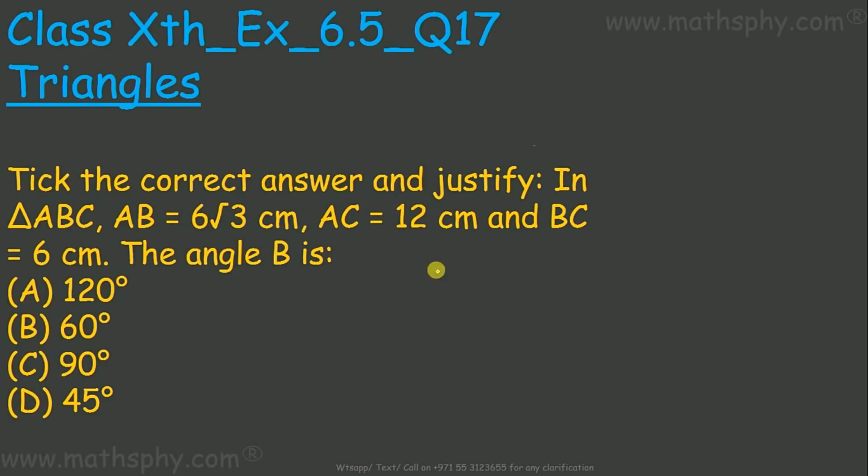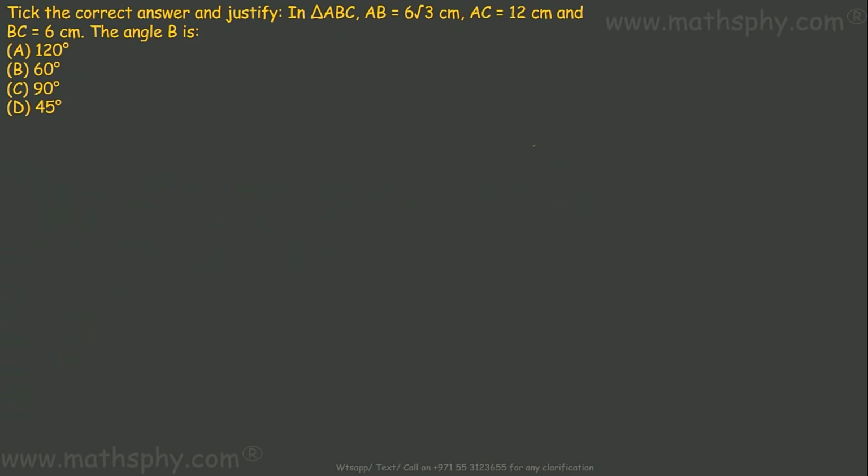This question here it says, take the current answer and justify. In triangle ABC, AB is 6 root 3 centimeter, AC is 12 and BC is 6. The angle B is what? See, from the given information, the only angle you can check is 90 degrees. Any other angle you cannot verify or check from the given information. So let's try for 90 degrees, which will make this triangle a right angle triangle.